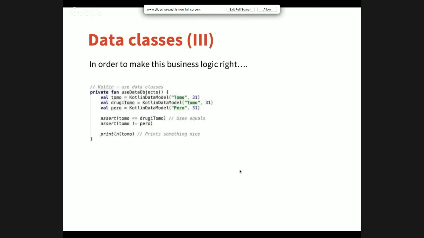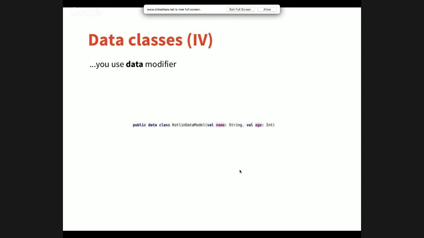And in Kotlin, the same thing. Notice that you don't have to call equals; you use the equals operator and it calls the equals function. You can use the data modifier, so the compiler then generates some useful stuff for you: hash code, equals, toString, copy constructors, I know, lots of stuff.